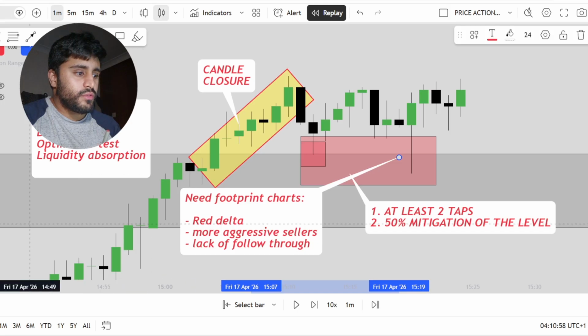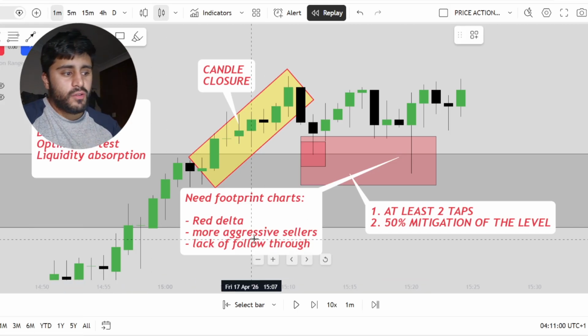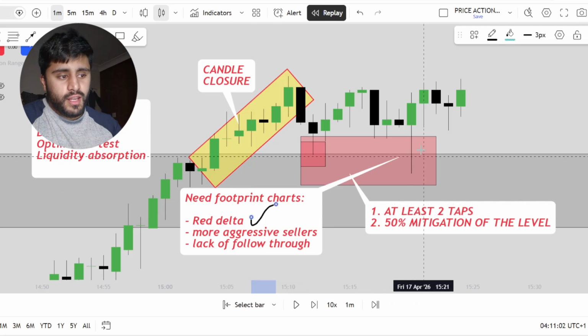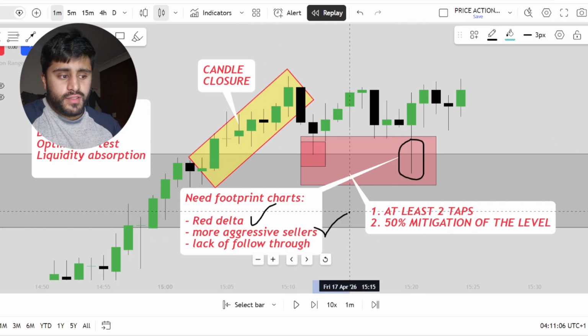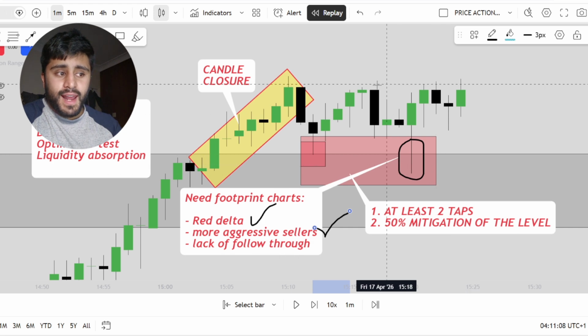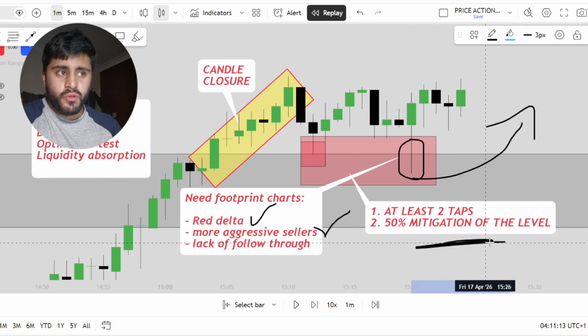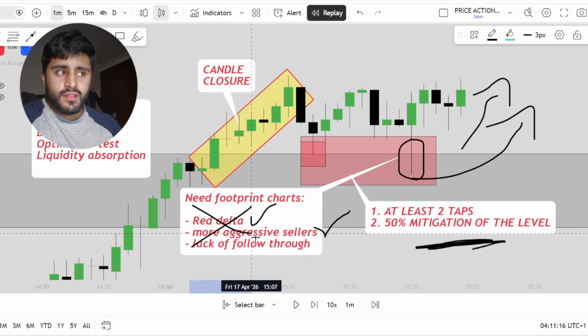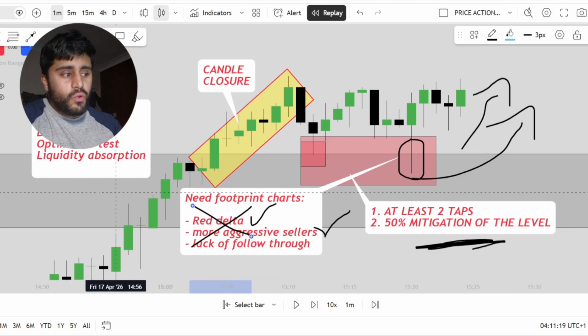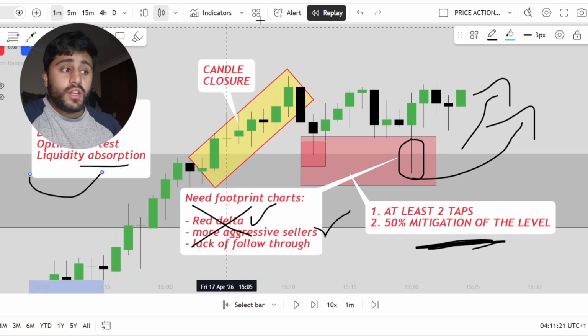So we had the same sort of idea over here now. Lots of red delta, especially in this wick, right? Tons of aggressive sellers, and we had a lack of follow through, because if we had follow through, we would have broken below here. But the fact that we broke above here means that those sellers failed. This is what we call an absorption of liquidity, or liquidity absorption.